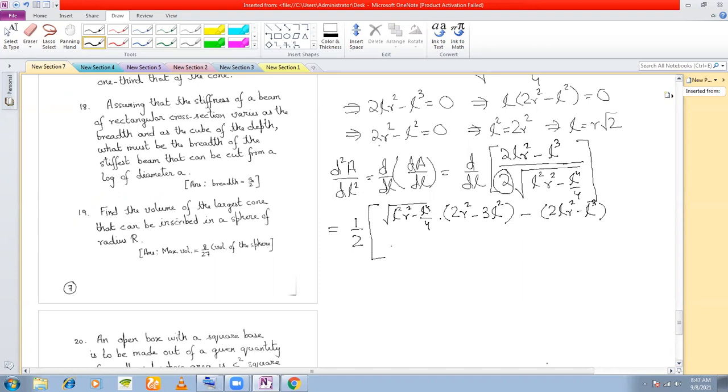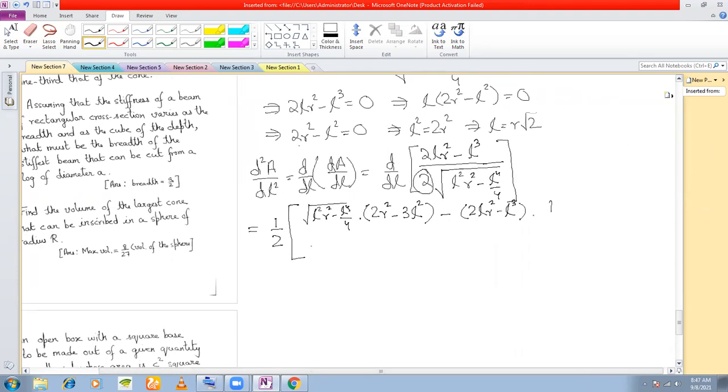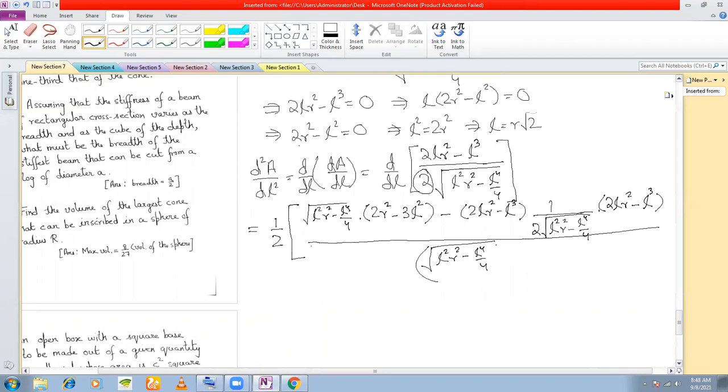What is the derivative of the denominator? In the denominator, you have a radical. So first of all, you have 1 by 2 root L square R square minus L to the power of 4 by 4 into the d/dL of whatever is within the radical. What is within the radical? L square R square minus L to the power of 4 by 4. If you differentiate, you will get 2L R square minus L cube. You agree? Yes, sir. Okay. And all this divided by root of L square R square minus L to the power of 4 by 4 whole square.